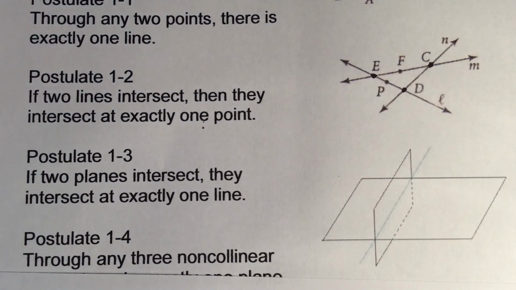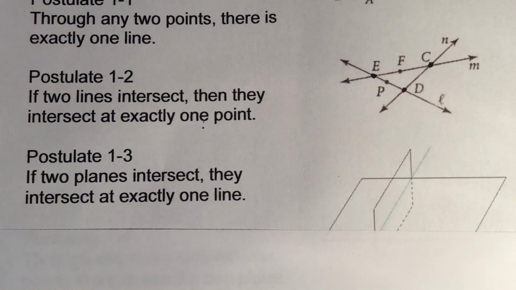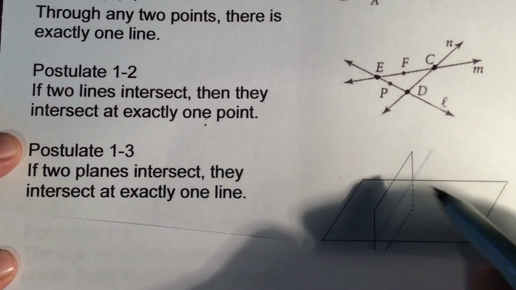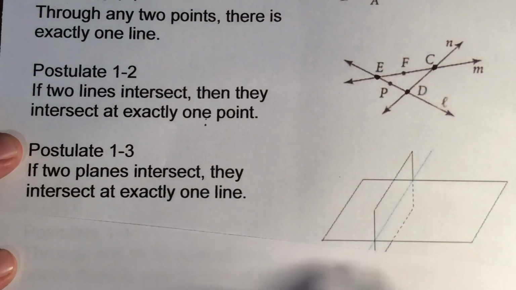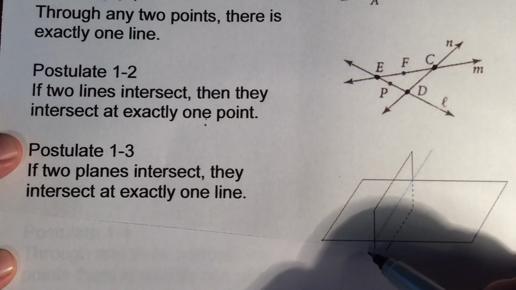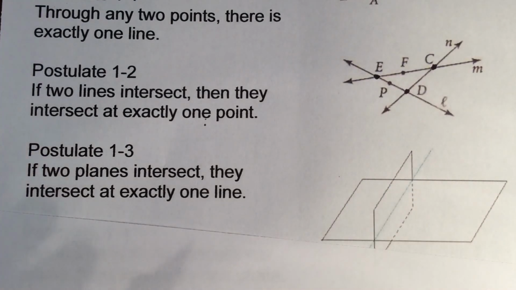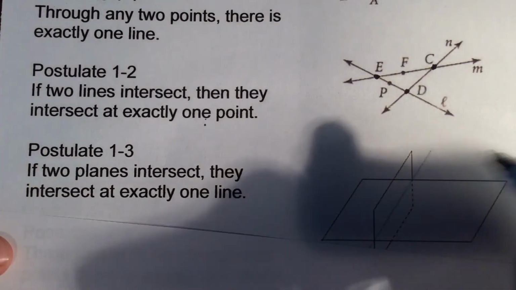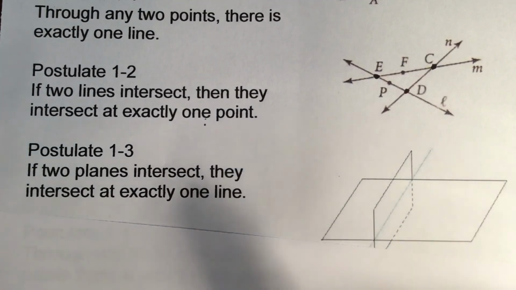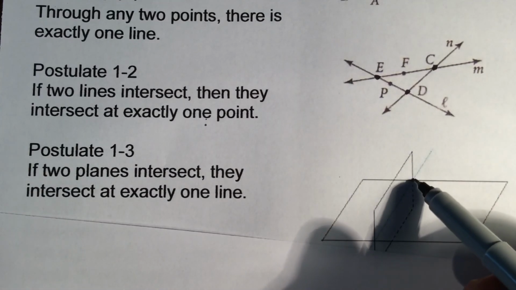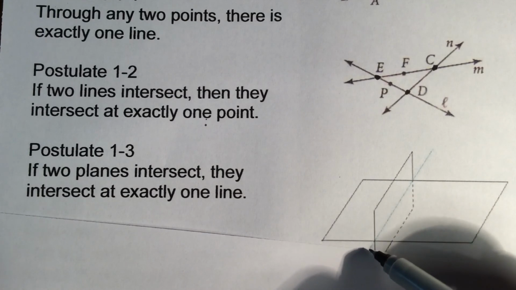Postulate 1-3. If 2 planes intersect, then they intersect at exactly one line. As you look here, this plane is going through, and this plane is going through. They're only going to intersect at this one spot. Because they're going out forever in all directions one way, and then the other is tipped and going through forever in all directions the other way, they're only going to cross at this one line. Again, there's no thickness because it's made up of an infinite amount of points, and points still have no thickness. So it's only going to be one single line all the way across here.